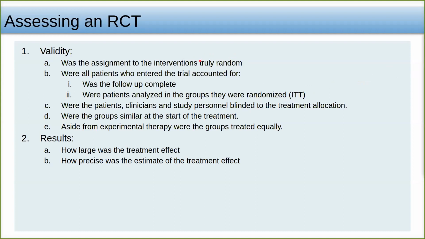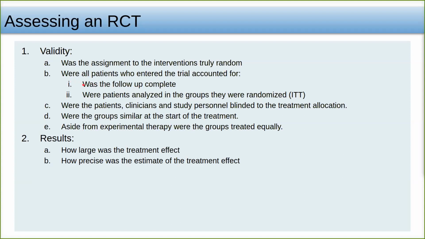The second key point in random sequence generation is that there should be allocation concealment, which means you or the investigating team member should not be able to guess or know in which group the next patient will be falling. If either of these two principles is vitiated, you can understand that the randomization process itself is flawed and any results coming out from that study are possibly incorrect.